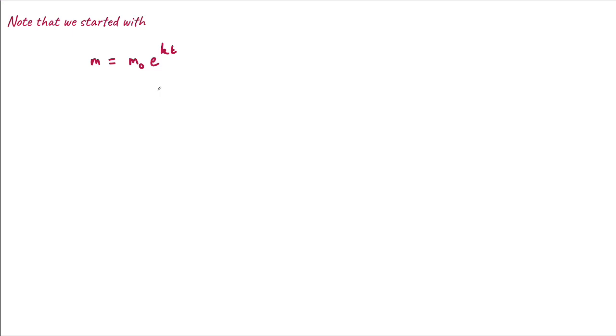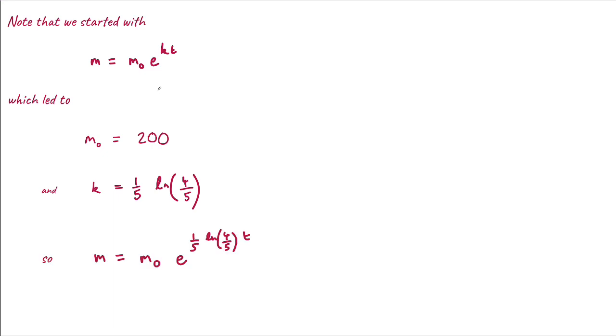Just a quick note here that we started with this equation, which led to m0, the initial value of the mass, being 200, and k being this number. So we end up with this equation for m.